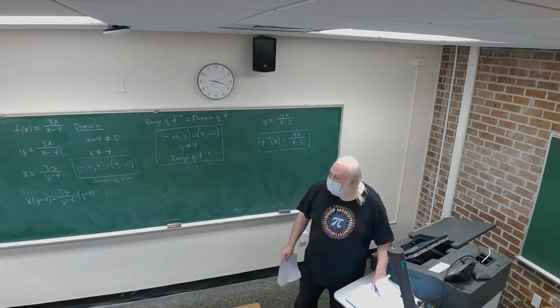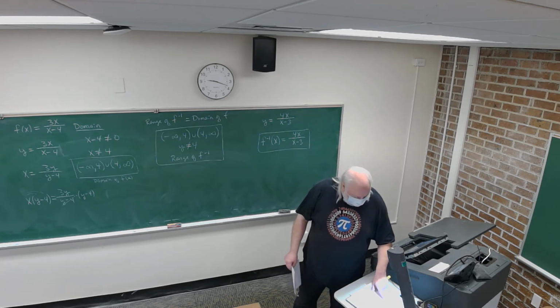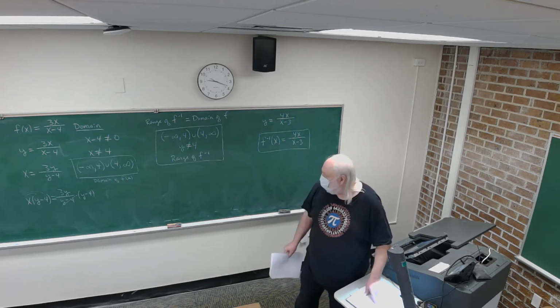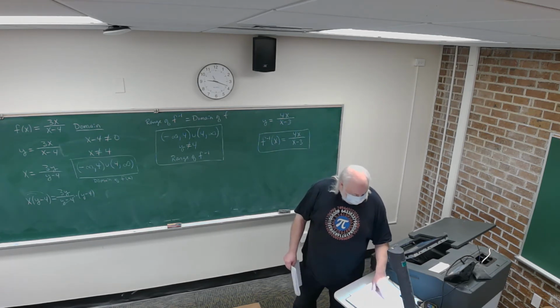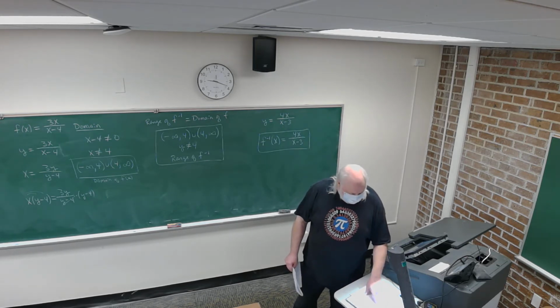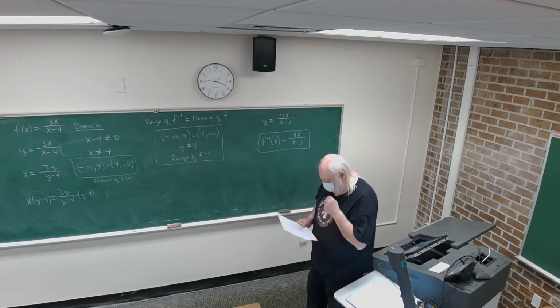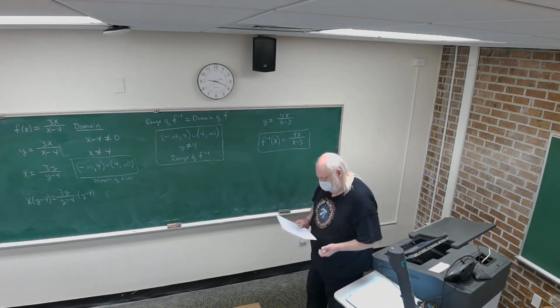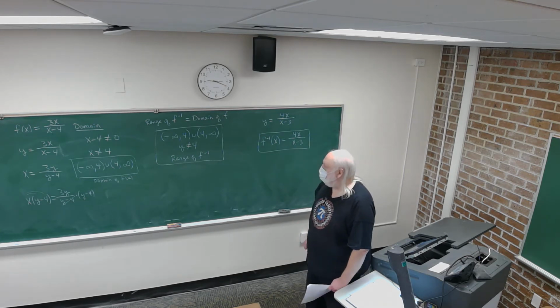So the domain of f of x is all real numbers except for 4. The range of the inverse function is all real numbers except for the number 4. In the domain of f of x, that's x cannot equal 4, and in the range of the inverse function, that's y cannot equal 4. Okay. Any questions on that?